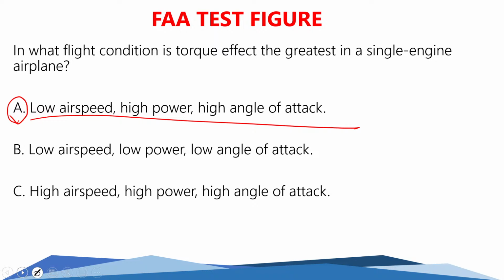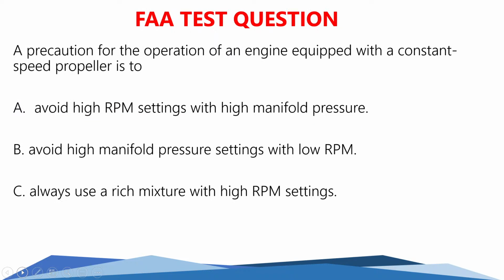But good job, everybody. Next one we have is another engine question that's dealing with a constant speed prop that I saw a lot of people miss. So a precaution for the operation of an engine equipped with a constant speed propeller is to do what? Is it A, avoid high RPM settings with high manifold pressure, B, avoid high manifold pressure settings with low RPM, or C, always use a rich mixture with high RPM settings?